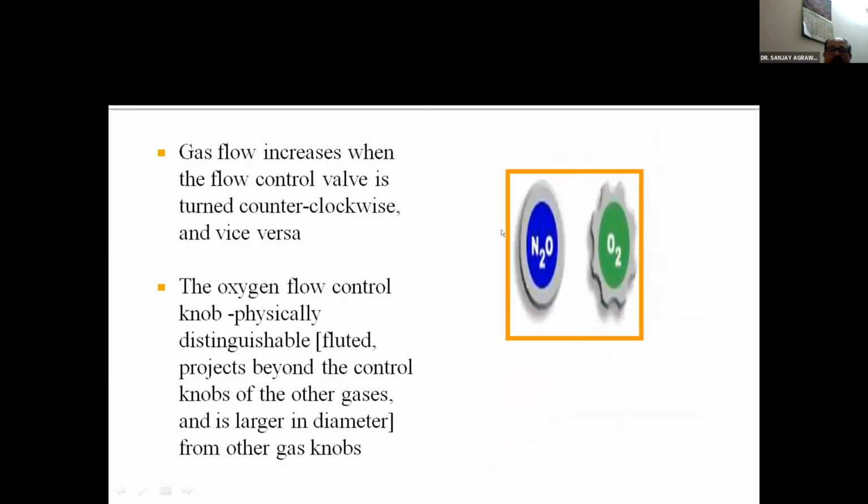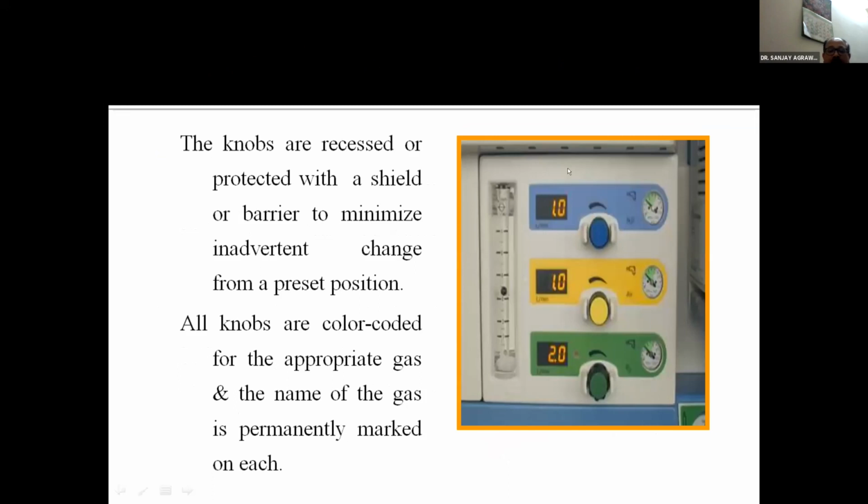So before coming down to this, what are the differences between the flow control valves of oxygen and nitrous that we are supposed to know? They are fluted. The oxygen may be slightly prominent. The flutes are wide here, whereas there the flutes are very fine and narrow. The nitrous is slightly inside. They are all jacketed so that accidental movement does not occur. The knobs are placed in recesses.